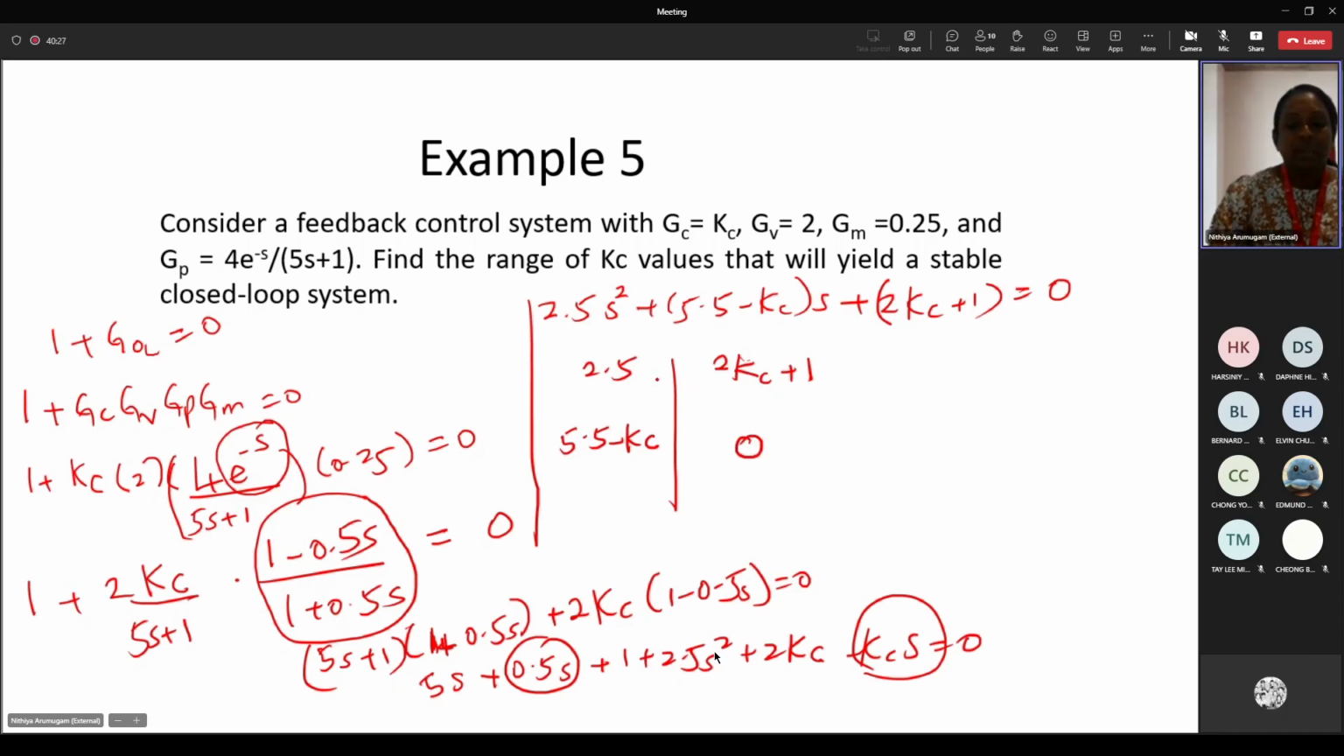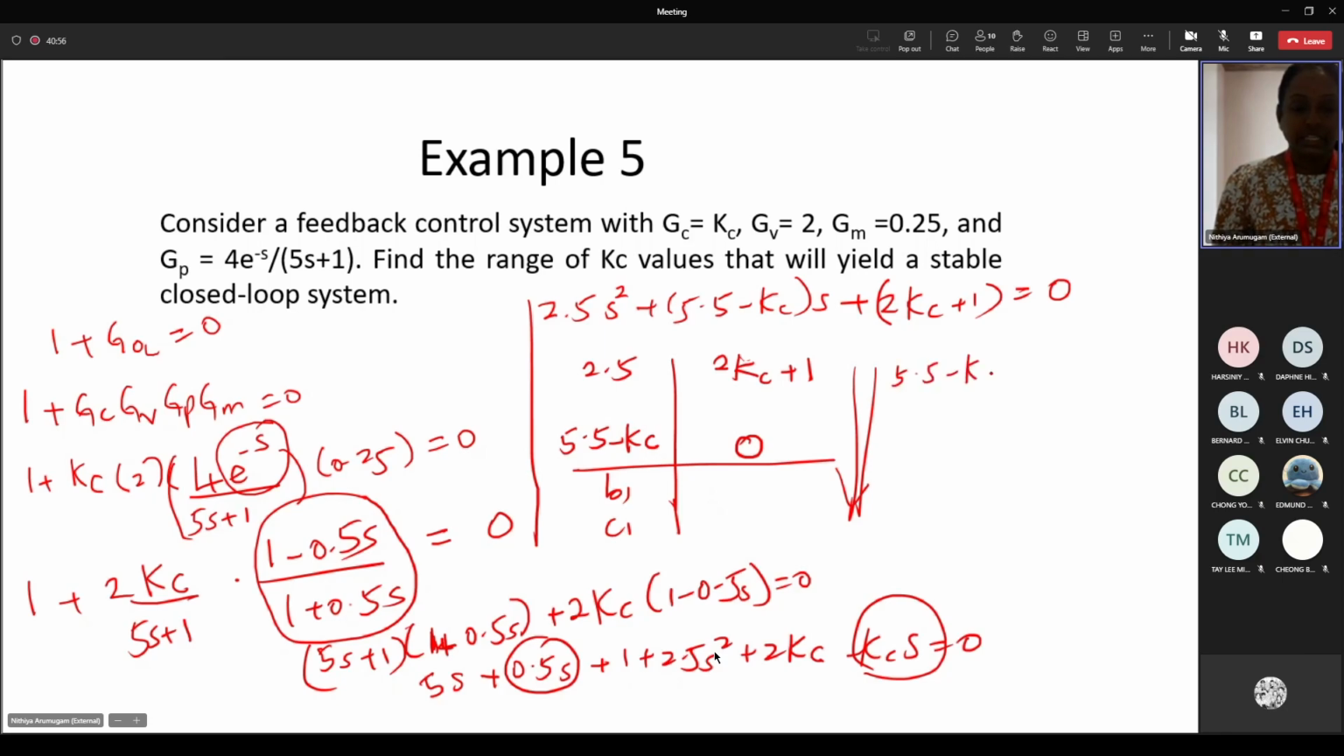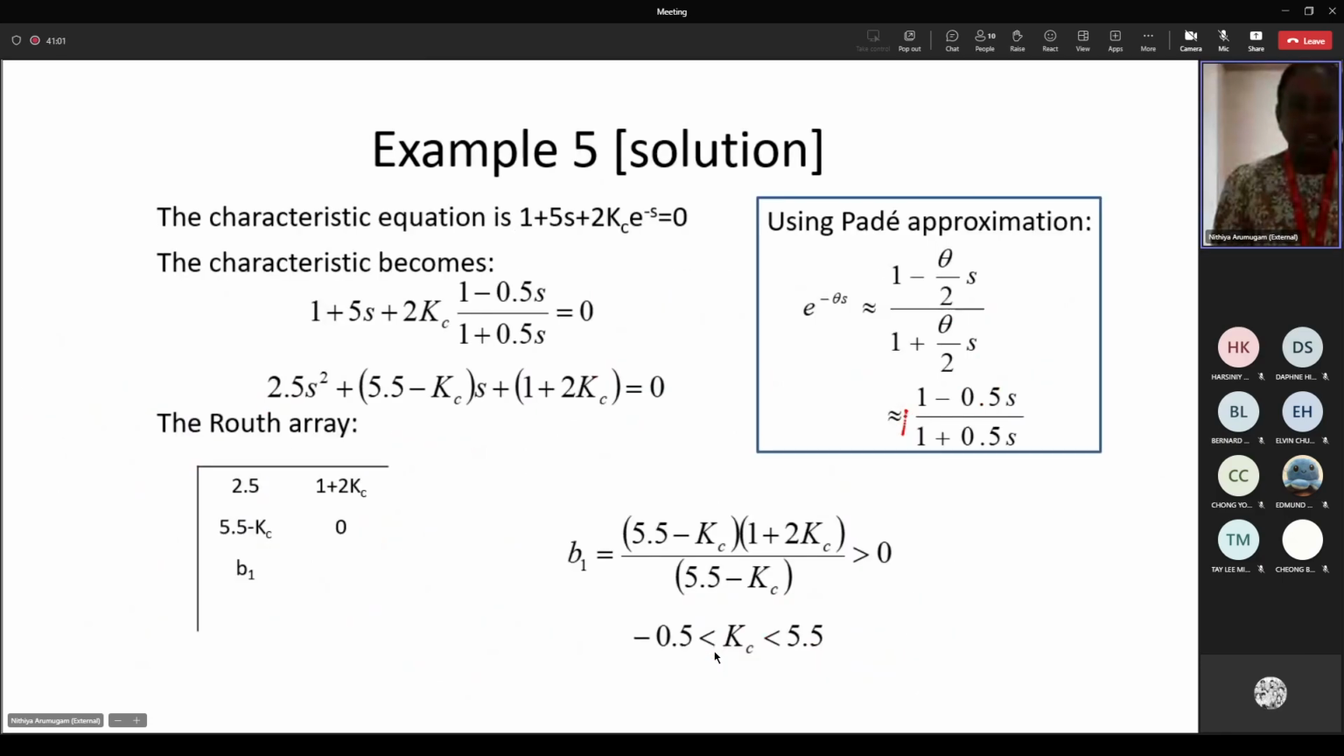By performing the Routh stability criterion, here will be B1 and C1. So we basically can solve the entire equation by using the formula to calculate B1 and B2. From here, we will be getting the final equation as 5.5 minus Kc more than 0 and Kc.